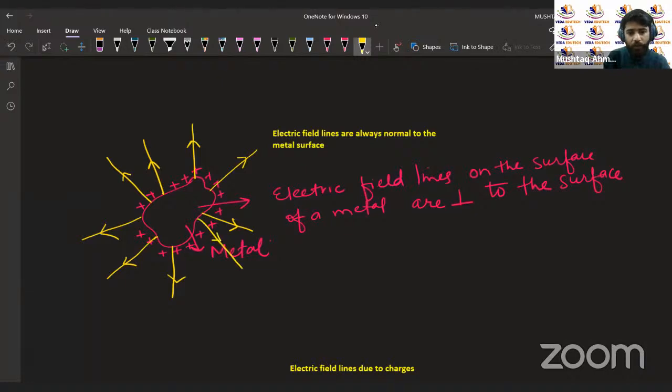That we will be studying later on, but at this time, if we draw the electric field lines on the metal surface, we have to draw them normal to this surface. So this is how the electric field lines will be drawn on the metallic surface.